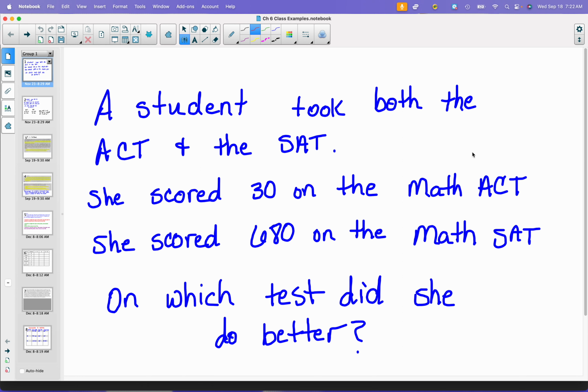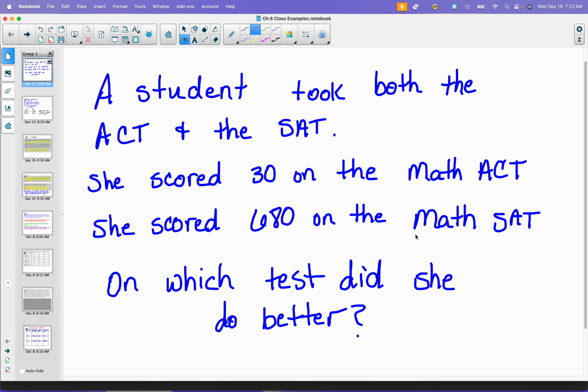I know you guys are more familiar with the ACT. The SAT is a test mostly on the East Coast and the West Coast. A lot of schools take the SAT. In the middle of our country, we tend to take the ACT. So, how would you know this? You know, which one was better?